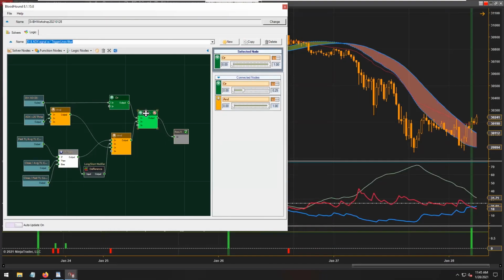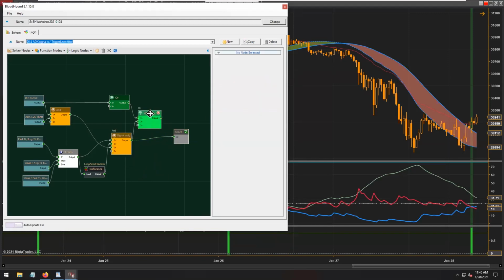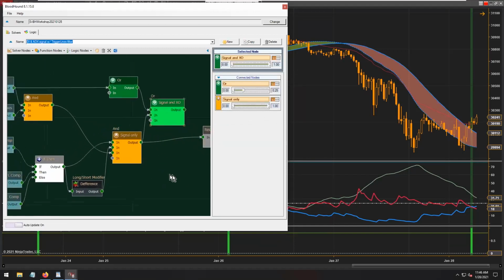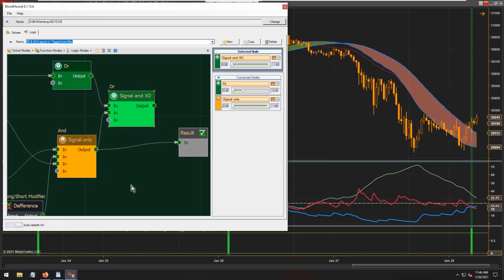All right. Now, if you don't want to see those little crossovers there, for verification, all you've got to do is take this AND node and connect it right back up to the result node again. So there we go. So this OR node, let's zoom in there so we can read that. This OR node is the signal and the crossover, and this is the signal only.